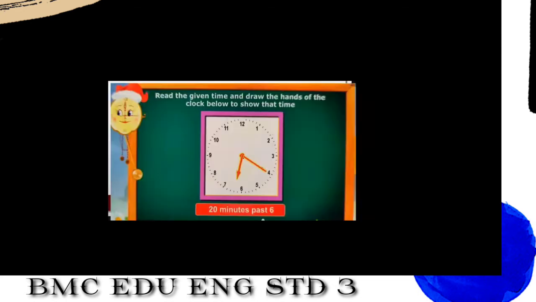In the same way, this is already done for you. In this way, you are going to draw the hands on the clock. 20 minutes past 6. So the short hand will be between 6 and 7 and the long hand on 4. Next, 5 minutes past 9. So the minute hand will be on 1 and the short hand on 9. 10 minutes past 5. Same way you are going to do. Long hand on 2 and the short hand on 5.